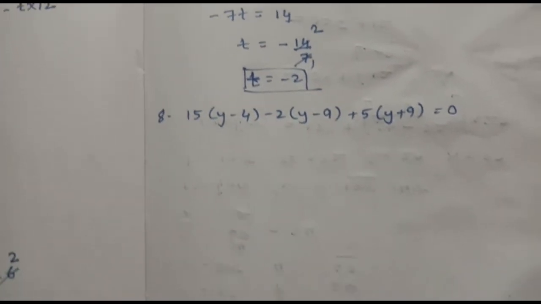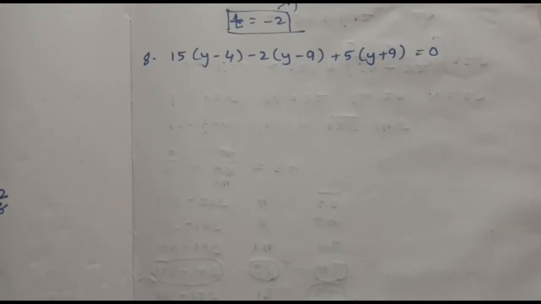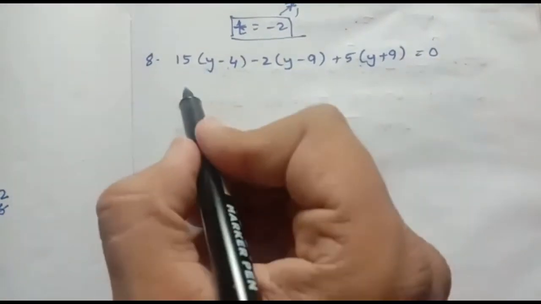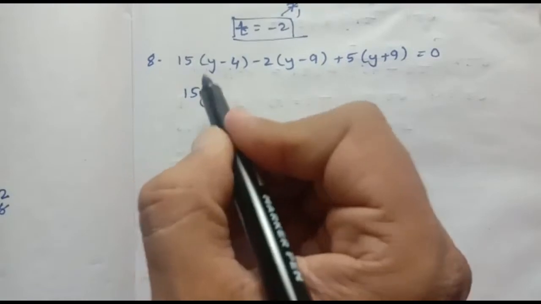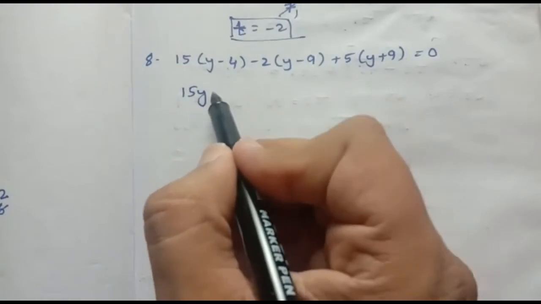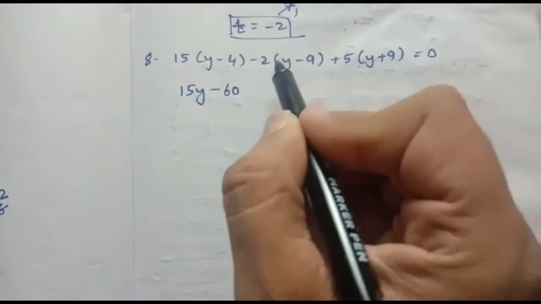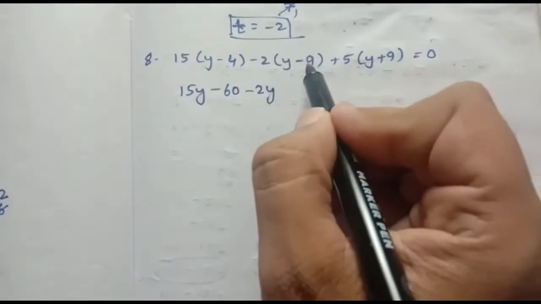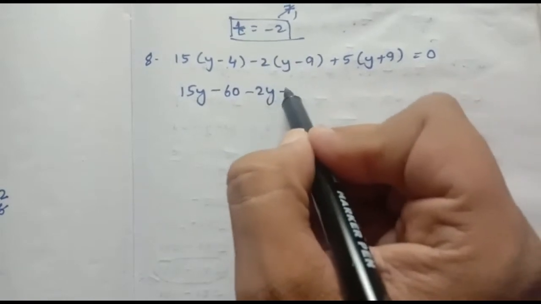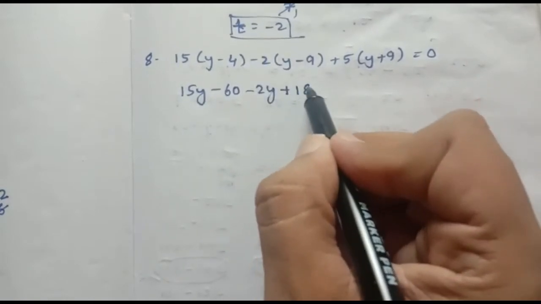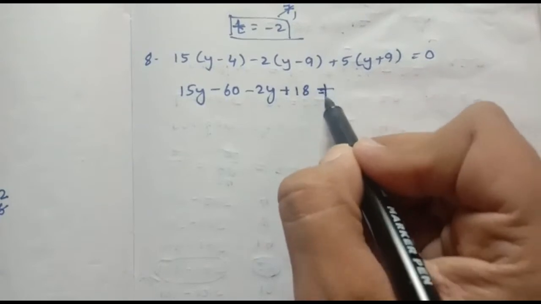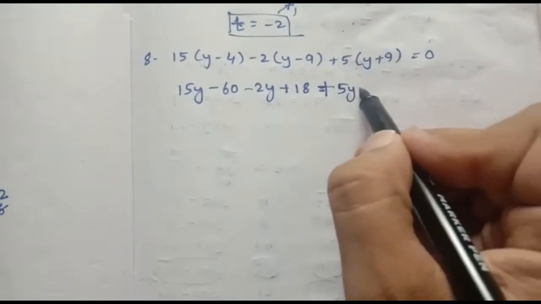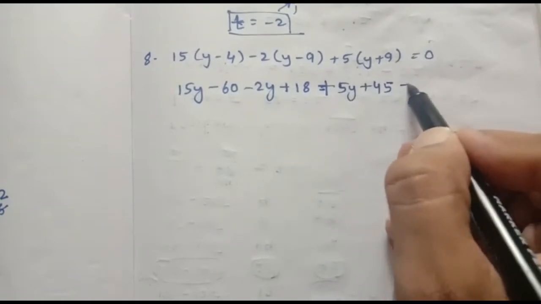Now let's do the 8th question. Let's solve it. First we will open the bracket. 15 into y is 15y. 15 into minus 4 is minus 60. Then minus 2 into y is minus 2y. Minus 2 into minus 9. Minus into minus is plus. 2 nines are 18 is plus 18. 5y is 5 into y, 5y. 5 nines are 45 is equal to 0.